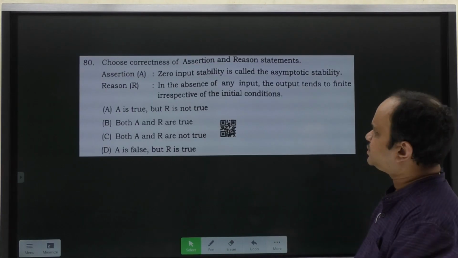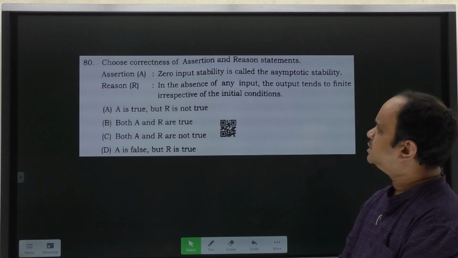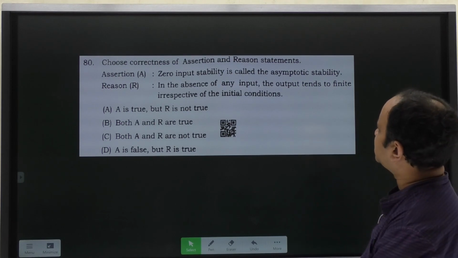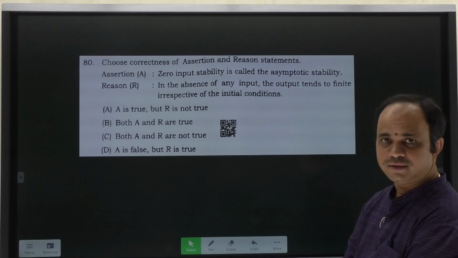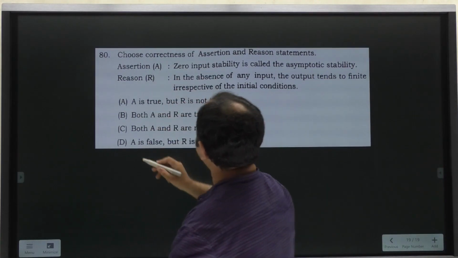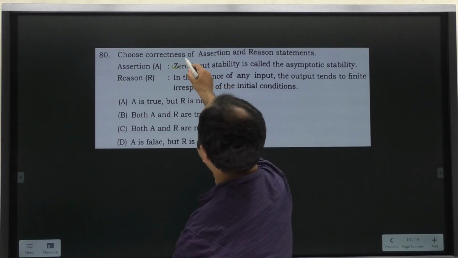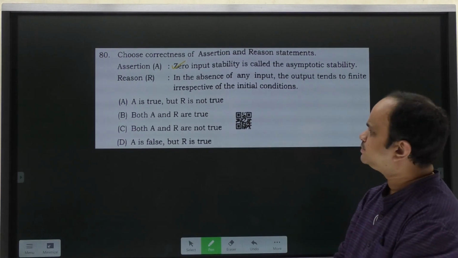Now here is the next question. Choose the correctness of assertion and reason statements. Zero input stability is called asymptotic stability. Okay, this is the basic definition. So this statement is true. So A is true.